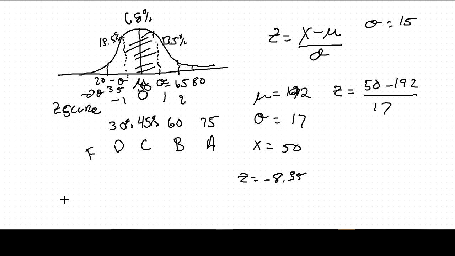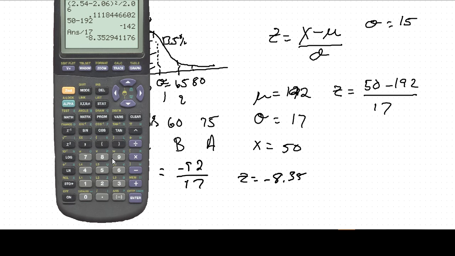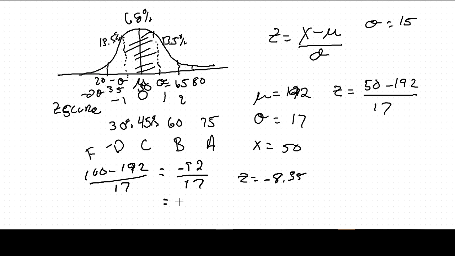So you do the next one for me. Okay, so it would be 100 minus 192, and all of that divided by 17. So -92 divided by 17. Okay, let's stick that in there. -92 divided by 17, and that's not even on the table either. -5.41. So that would be way over here somewhere.